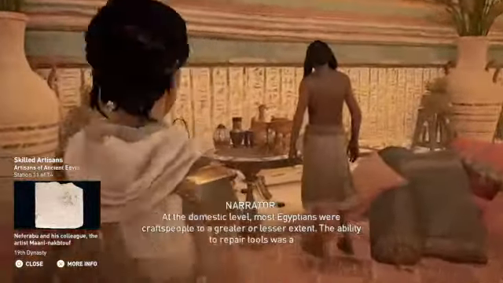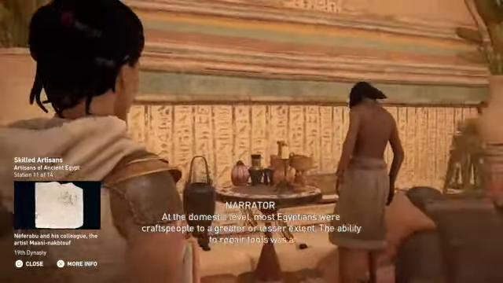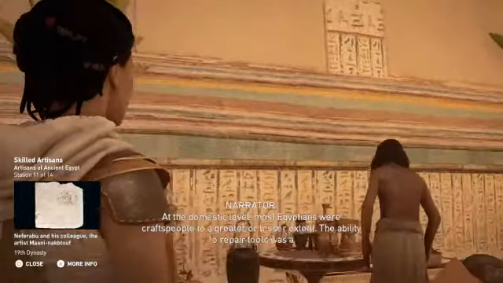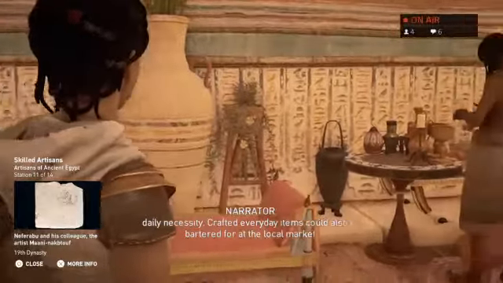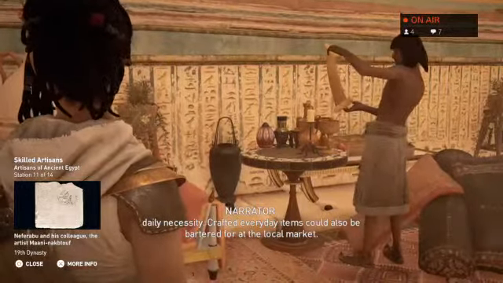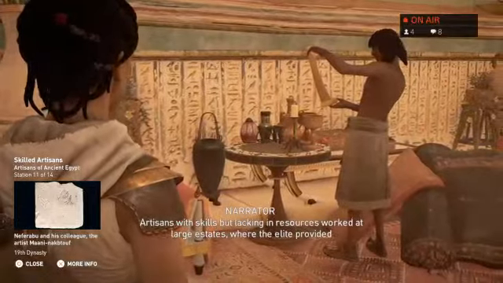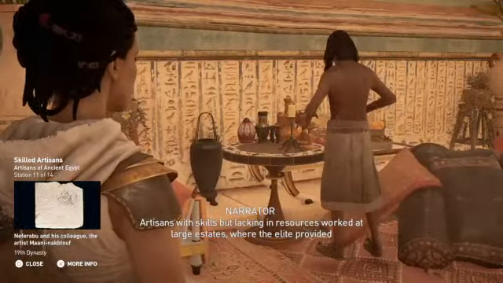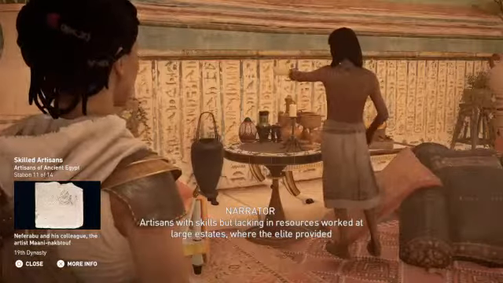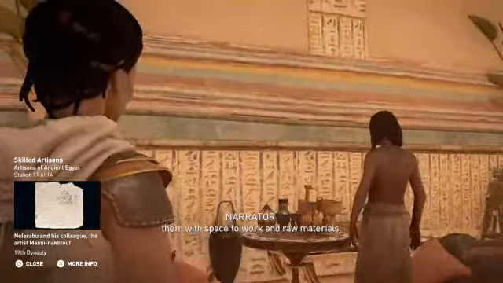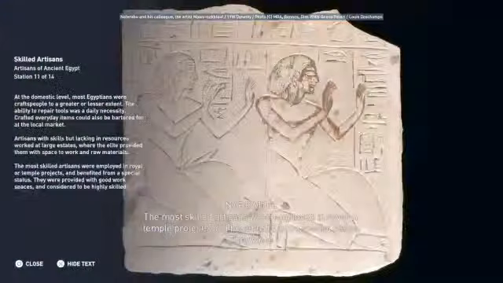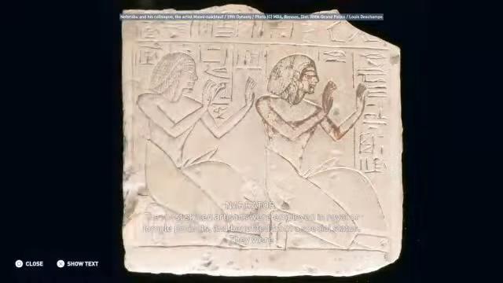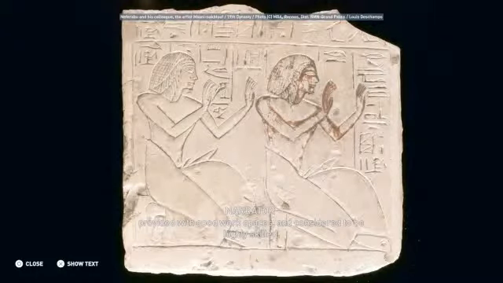At the domestic level, most Egyptians were craftspeople to a greater or lesser extent. The ability to repair tools was a daily necessity. Crafted everyday items could also be bartered for at the local market. Artisans with skills but lacking in resources worked at large estates, where the elite provided them with space to work and raw materials. The most skilled artisans were employed in royal or temple projects and benefited from a special status. They were provided with good workspaces and considered to be highly skilled.